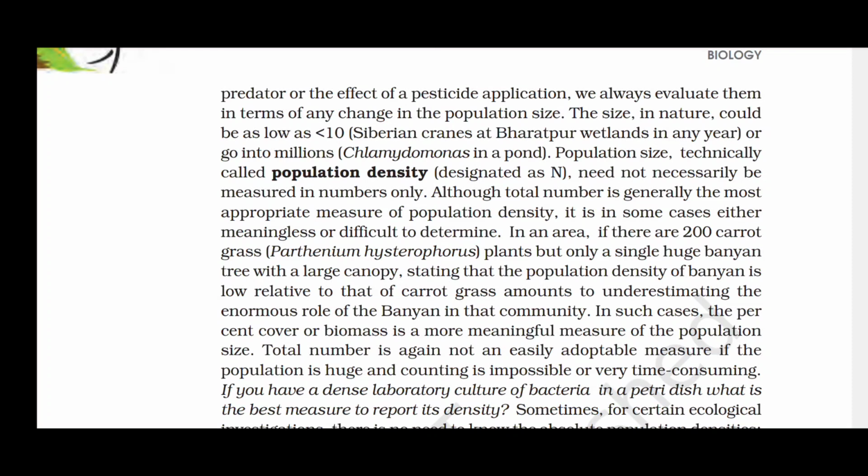Although total number is generally the most appropriate measure of population density, it is in some cases either meaningless or difficult to determine. In an area, if there are 200 carrot grass, Parthenium hysterophorus plants, but only a single huge banyan tree with a large canopy, stating that the population density of banyan is low relative to that of carrot grass amounts to underestimating the enormous role of the banyan in that community. In such cases, the percent cover or biomass is a more meaningful measure of population size.